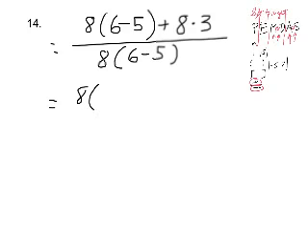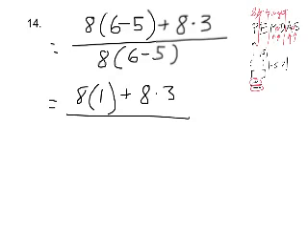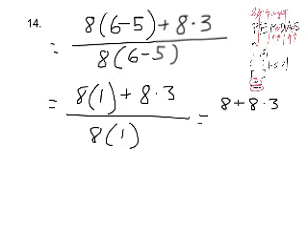Okay, so we've got 8. We'll solve this. 6 minus 5 is 1. And there's plus 8 times 3. And that's over this, which is 8 times 6 over minus 1, which is 1. Okay, so now we can solve that. 8 times 1 is 8. So now we have 8, I better start writing smaller, plus 8 times 3, and that's over 8. Okay, so the bottom part of our grouping thing is done.